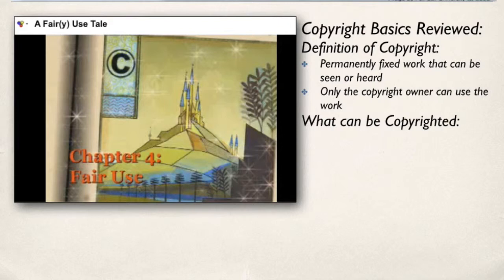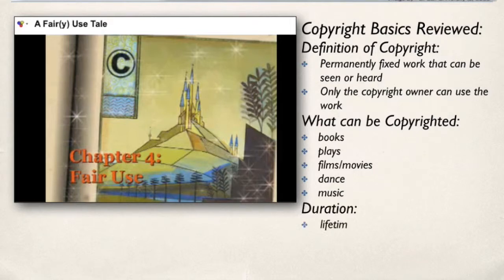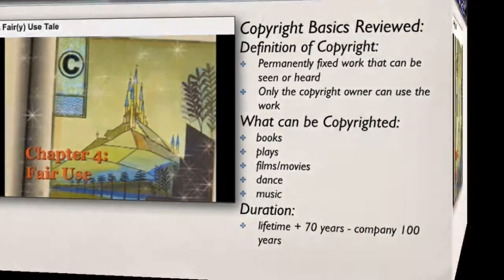What can be copyrighted? We're looking at books, plays, films and movies, and dance. And then music. Forgot music. And then the duration: in the case of an author, lifetime plus 70 years, and with a company, 100 years. So that was the black and white issues that we talked about before.